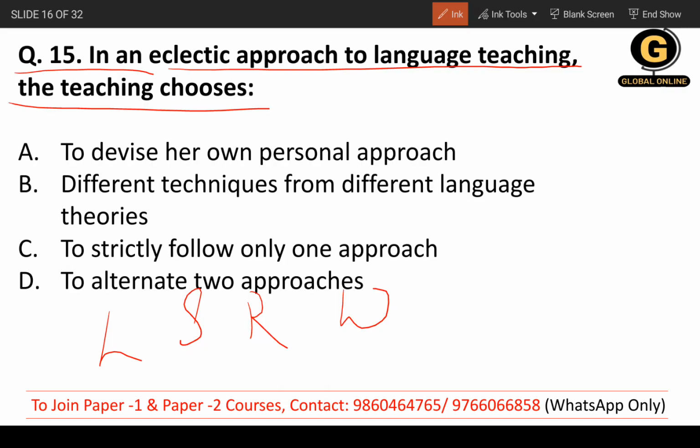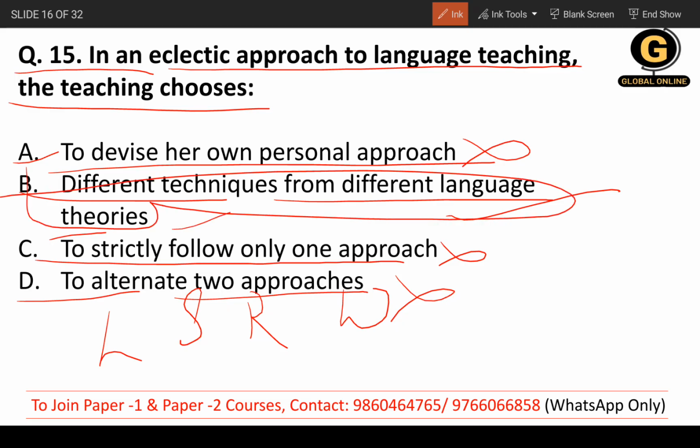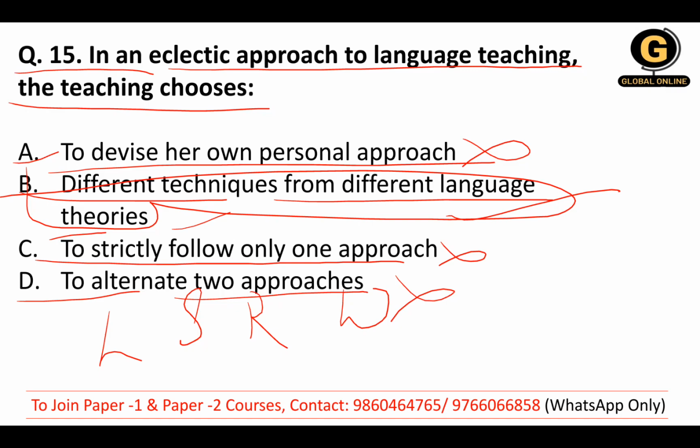After knowing these details about the eclectic approach, you will be able to find the correct answer. The options are: to devise her own personal approach, this is not the correct answer. Different techniques from different language theories, of course this is the correct answer. To strictly follow only one approach, but the eclectic approach says you are not restricted, so this is also not correct. To alternate two approaches, but you can choose more than two approaches, so the fourth one is also not correct. So the correct option is the second one. The correct answer is B, different techniques from different language theories. Moving on.